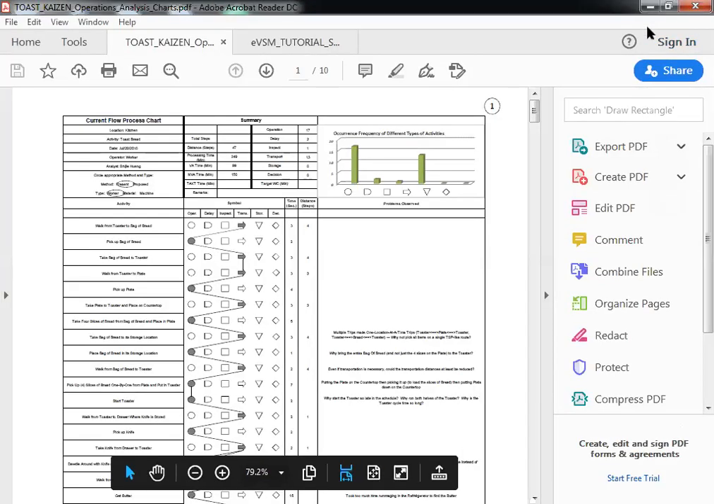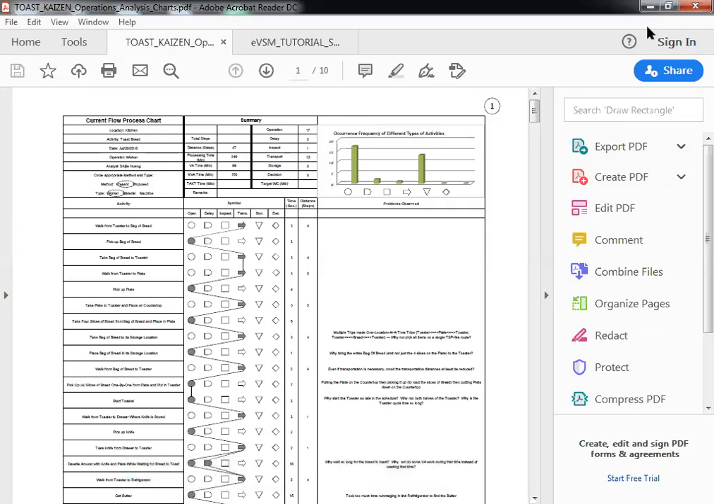So today's lecture essentially is to walk you through the TOAST Kaizen operations analysis charts and to give you a sense of what we had done a few years ago as regards creating the different charts after watching the video.